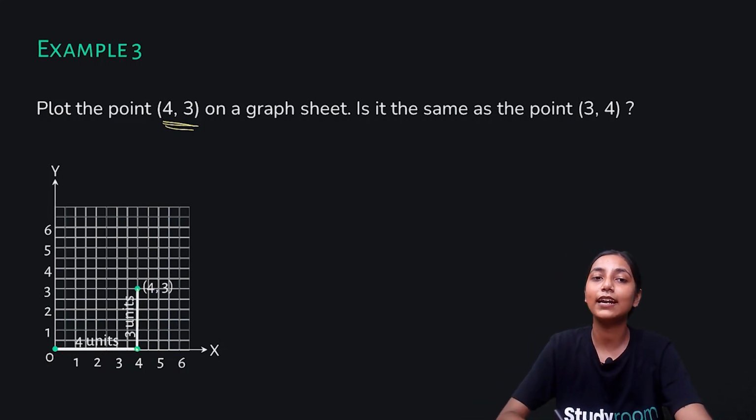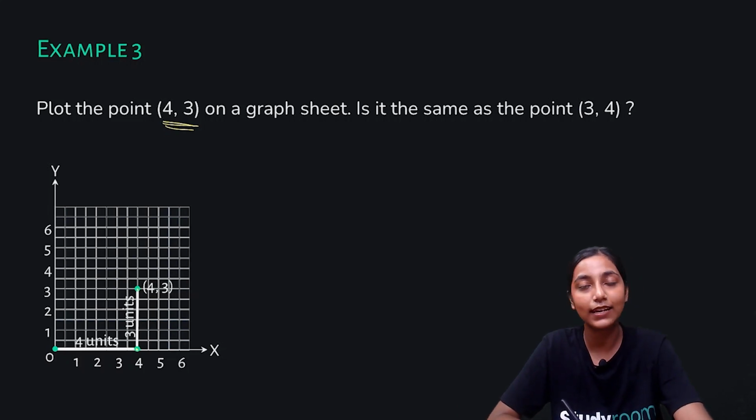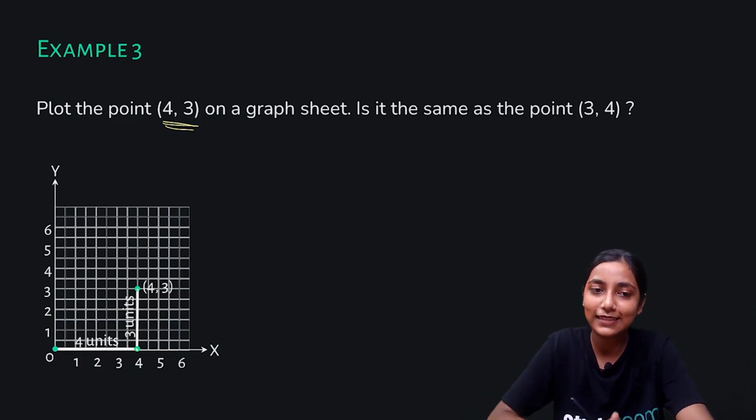We had to locate (4, 3) on this graph sheet. I have located it. This is my (4, 3) point. Now we are asked, is it the same as point (3, 4)? So now let's locate (3, 4) on the same graph sheet.